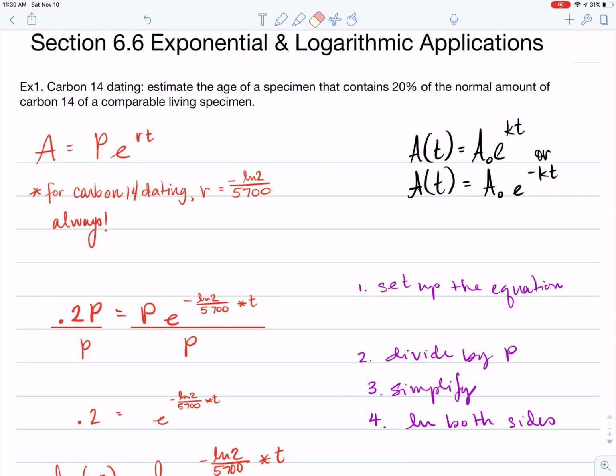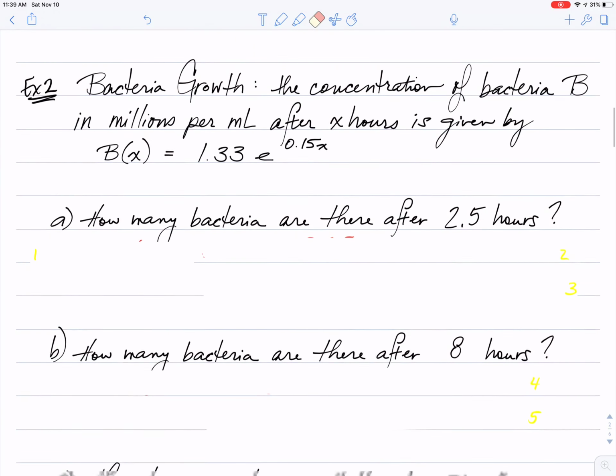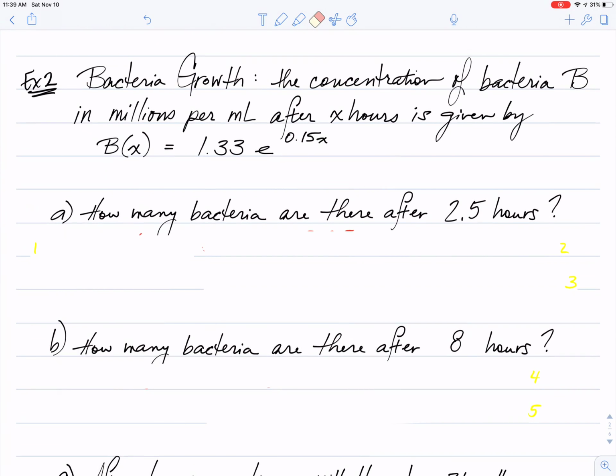Hey folks, this is the second example video that I have for you in this section, and it's going to be dealing with bacteria growth. So if you'll go down to the second example in the notes, let's read through the question first of all.